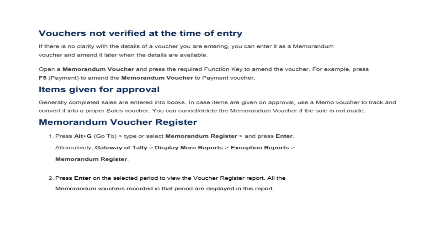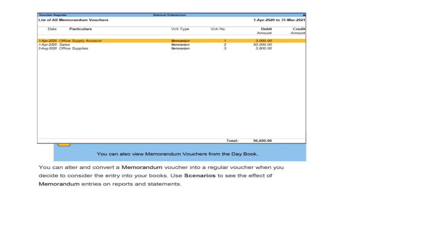Memorandum voucher register. 1. Press Alt plus G. Go to, type or select Memorandum Register and press Enter. Alternatively, Gateway of Tally, Display More Reports, Exception Reports, Memorandum Register. 2. Press Enter on the selected period to view the Voucher Register report. All the memorandum vouchers recorded in that period are displayed in this report.